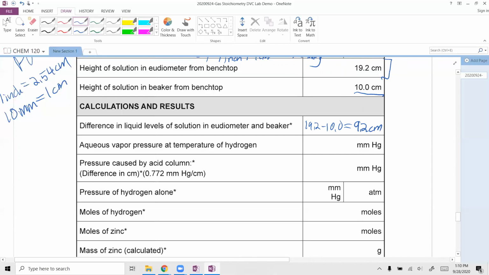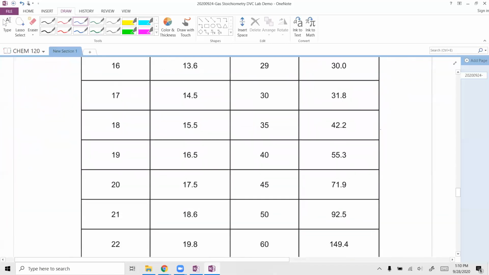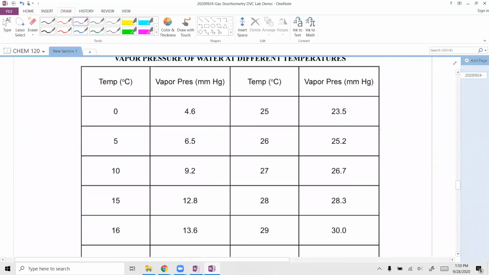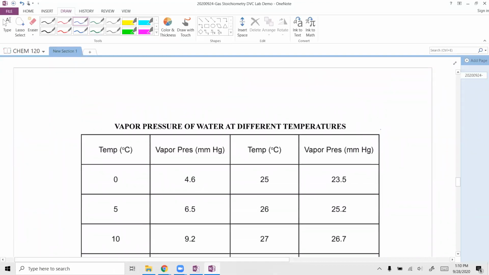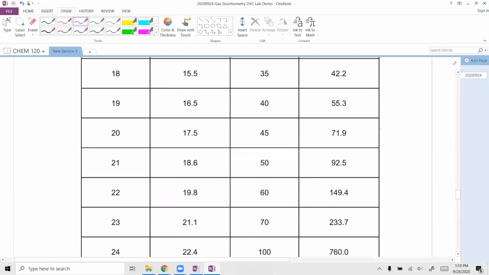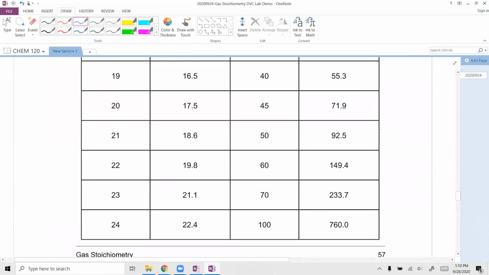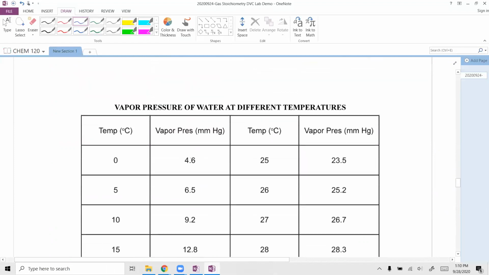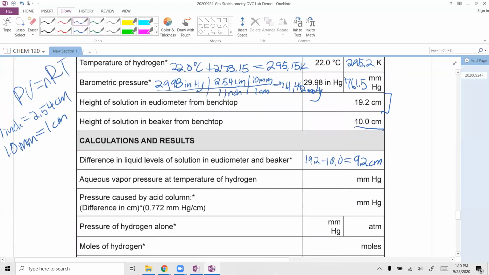Now it's asking us for the pressure of our water vapor. So we can look for the pressure of the water vapor by going up into here. So this is our vapor pressure table. And this would be something that always would have to be given to you. It's not something that you have to memorize. And so looking at here, we know that our temperature is around 22 degrees. And so our vapor pressure is about 19.8 millimeters of mercury.